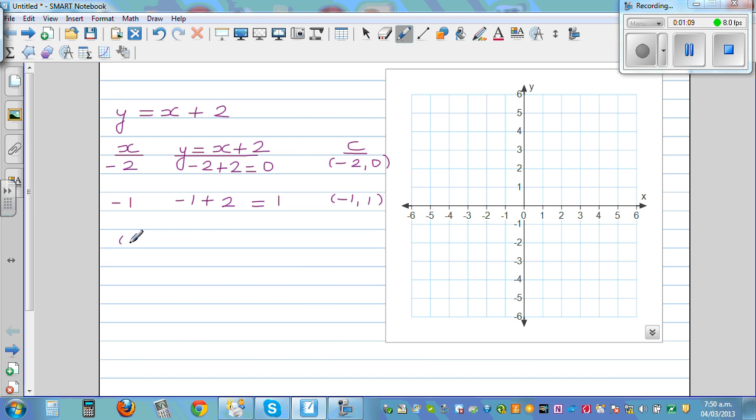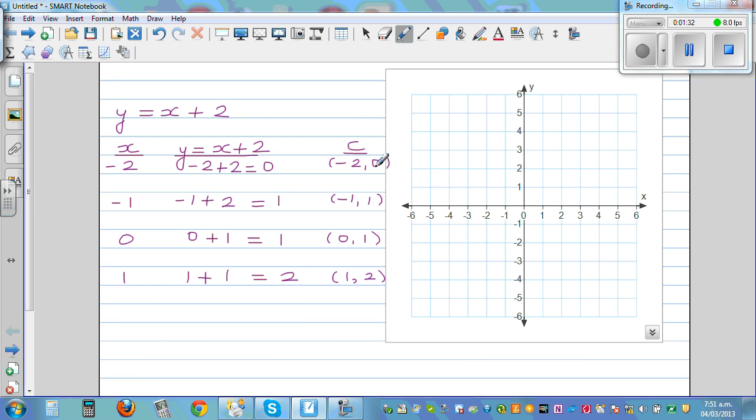Let me take two more points. If you take 0, it will be 0 plus 1, which is 1. So the coordinate is 0, comma 1. And if you take 1, it is 1 plus 1, which is 2. So the coordinate is 1, comma 2. So let's plot the points first.